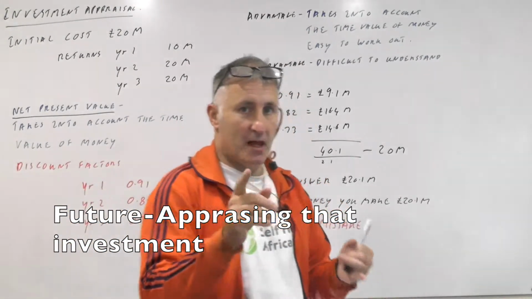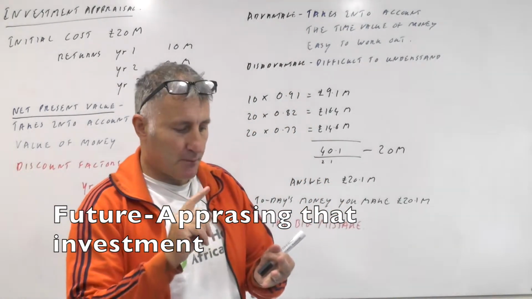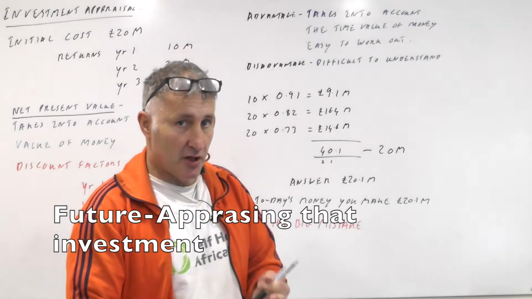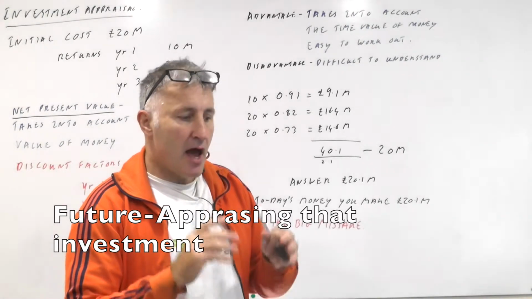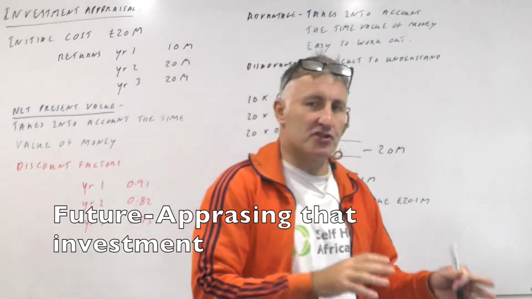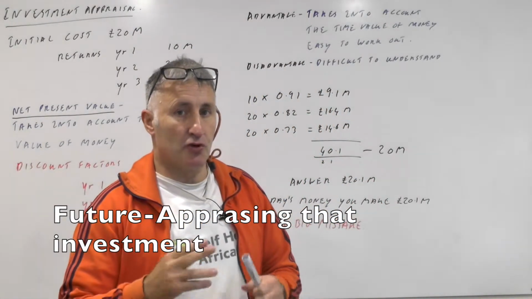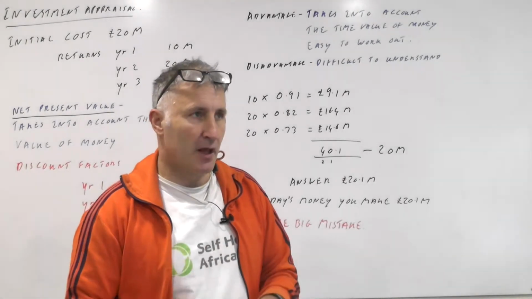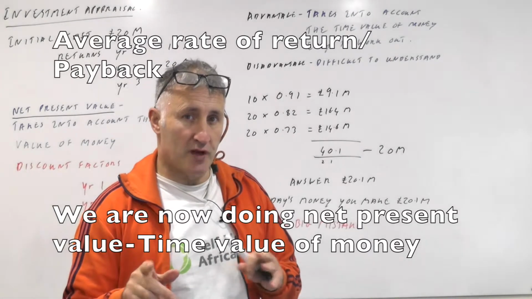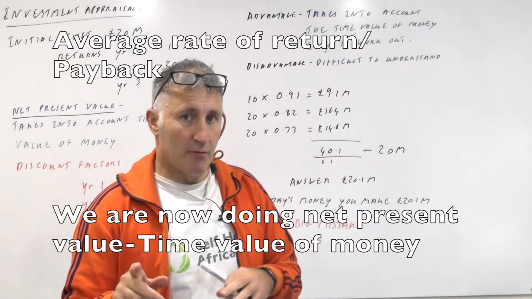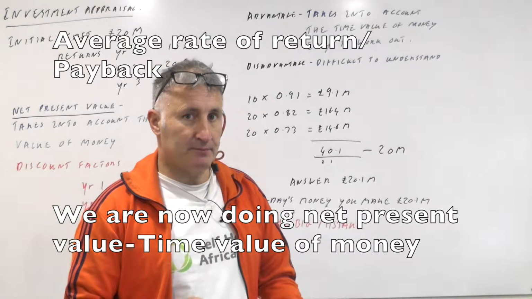We can use net present value, we can use the average rate of return, and we can use payback. And they all have different advantages and disadvantages. So in number 13, I'm going to talk you through net present value. Number 14, I'll be talking you through the average rate of return. And number 15, I will talk you through payback.